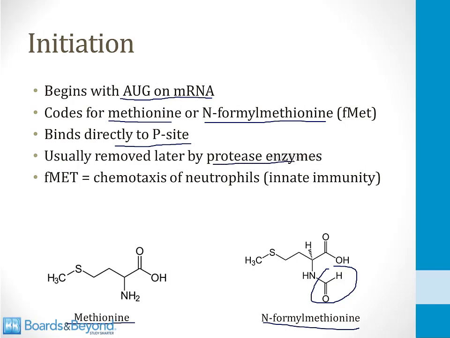And one important point here is that FMET is not usually found in eukaryotic cells. Therefore, if there's lots of FMET hanging around the body, that's a trigger to the immune system that there may be bacteria in the body. So for this reason, we have evolved so that FMET triggers chemotaxis of neutrophils as part of the innate immune system.